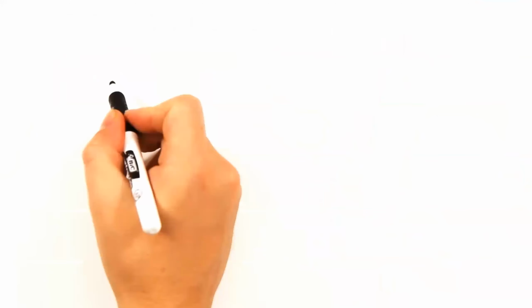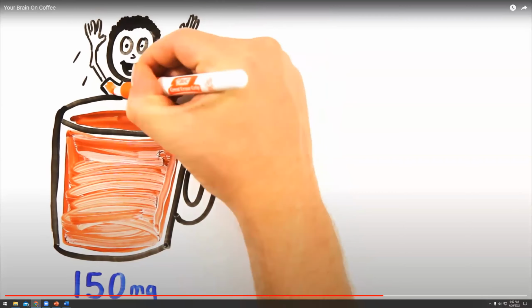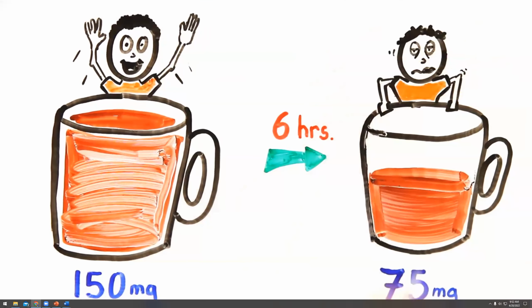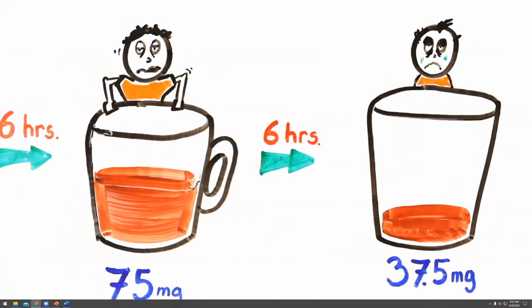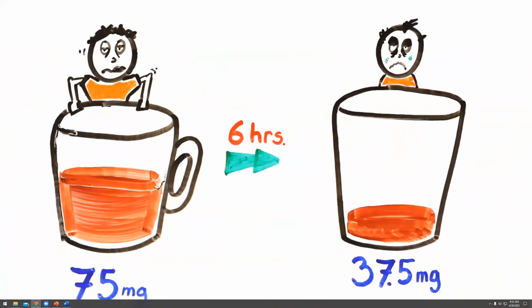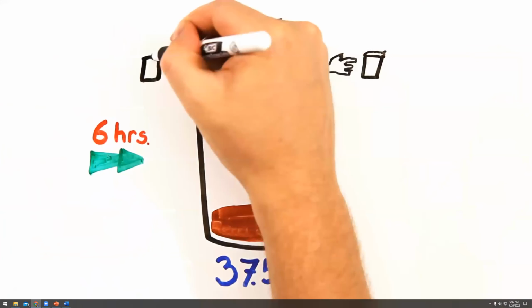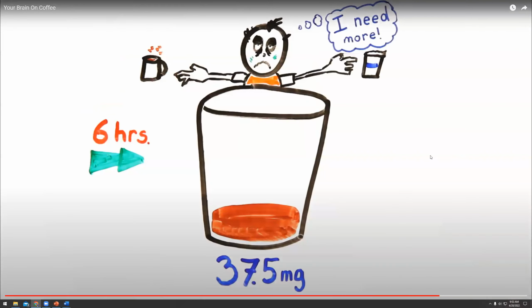Caffeine also has a half-life of around 6 hours, so if you drank a standard coffee with around 150 milligrams of caffeine, after about 6 hours there'll only be 75 milligrams left in your system and you'll be feeling half of the effect, and 6 hours after that you'll have 37.5 milligrams, leaving more room for adenosine to jump back into action, which is why you may reach for another cup throughout the day to maintain that glorious, alert, and energetic feeling. So drink up and enjoy the buzz while it lasts.